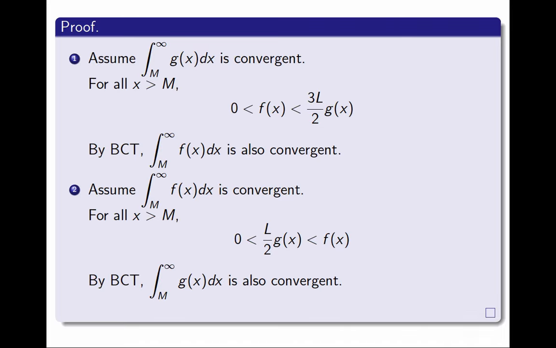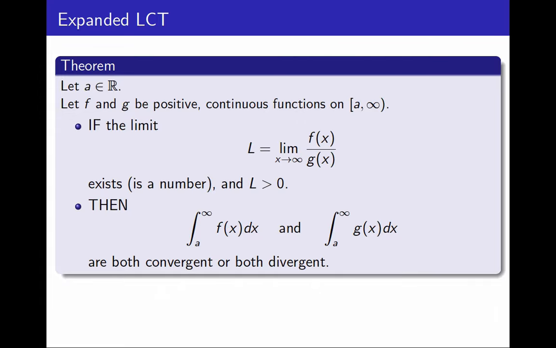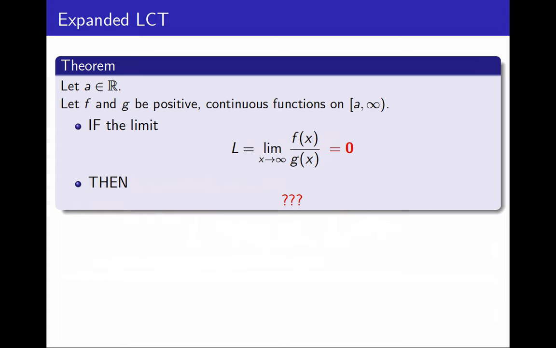To finish the video, however, I will leave you with two questions. Here is the theorem as we've understood it. Now, there is actually an expanded version of the theorem. In this case, we assume that the limit of the quotient exists and is a number, so not infinity, and the number is strictly positive. But what happens if the limit is equal to 0? Now, in this case, we can no longer conclude that the integral of f is convergent if and only if the integral of g is convergent. That would be a lie.